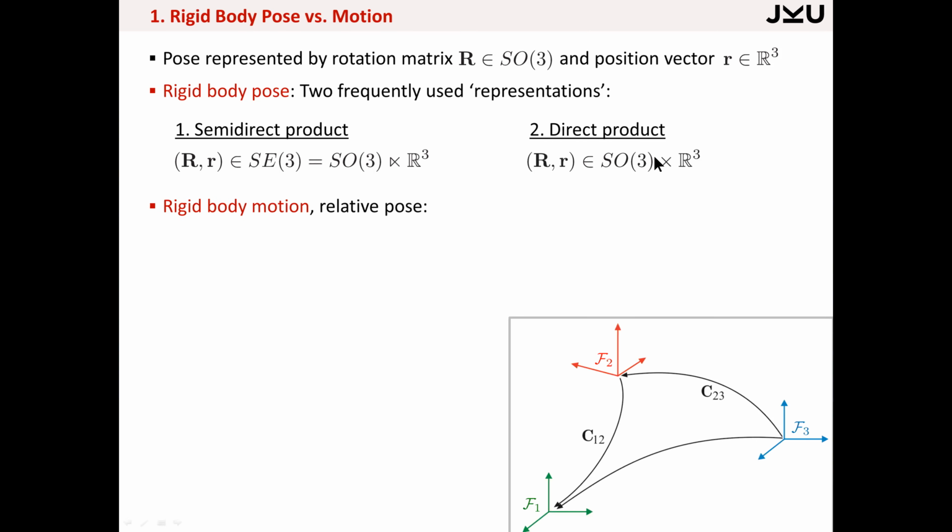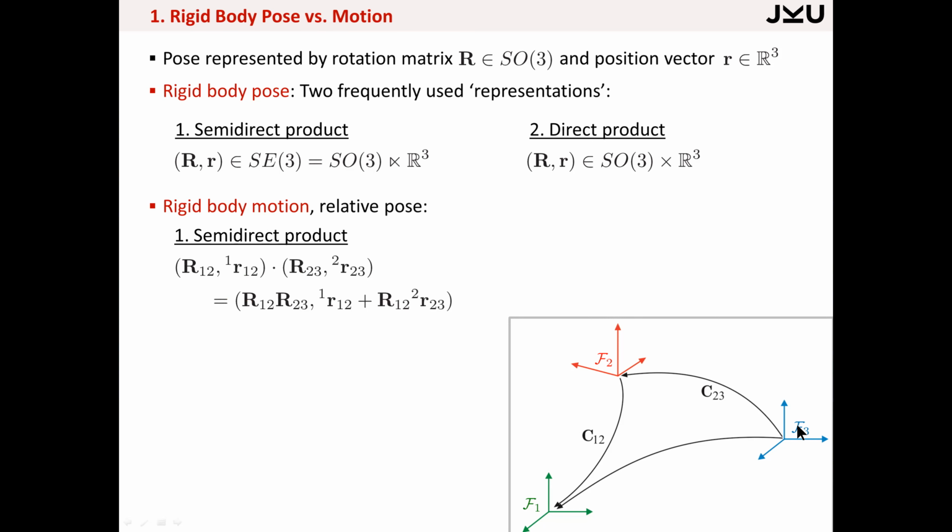What's the difference? Well, the difference is if you look at a combination of rigid body motion, so let's say the combination of the frame transformation from one frame, let's say F1 to F2, and then from F2 to F3. If you combine them, then what you expect in the proper kinematics is that you of course combine the rotations, the one comes one after the other, whereas the position is of course influenced by the rotation.